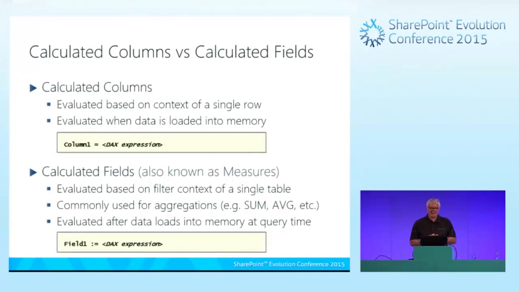But the idea is a calculated field does some type of aggregate function. It's going to take all these sales totals from individual rows and give us a summation or an average. And what's important to note is that calculated fields are not calculated at load time. They're calculated at query time. And with the column-based format, a lot of these evaluations are very fast.